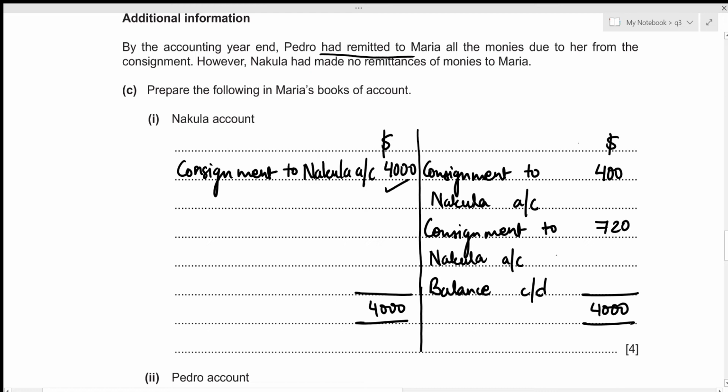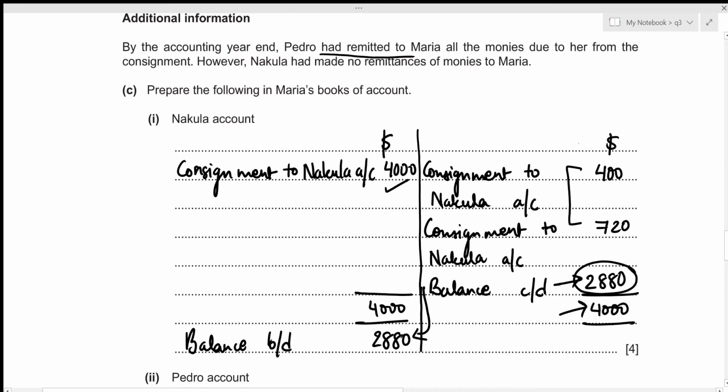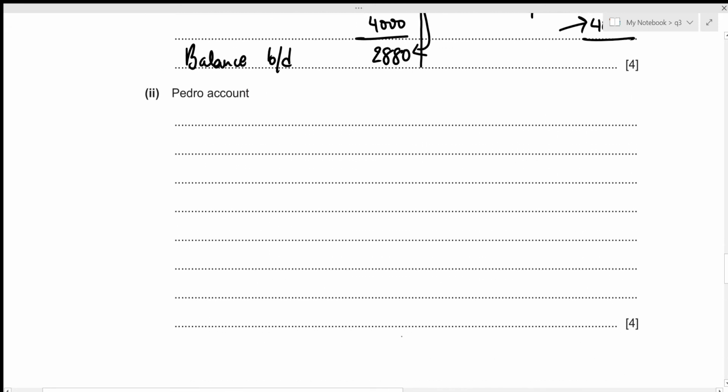And now balance CD will be the balancing figure. And in order to figure out any balancing figure, we just need to subtract these values from the total. In this case, that's 4,000 minus 400 minus 720, which results in our balancing figure to be 2,880. And this just reflects the amount of money that Nakula needs to pay to Maria, right? And since this is yet to be paid, this will act as our opening balance for next year. We need to record it under the heading of balance brought down with the same value of 2,880. Okay, this concludes the Nakula account. Now we can move towards Pedro account.